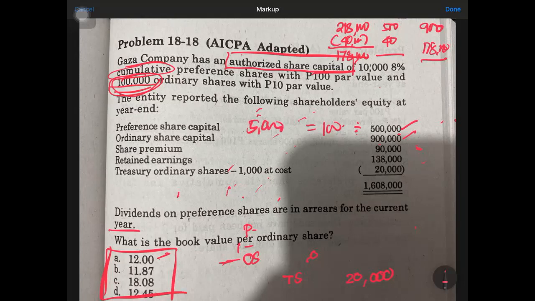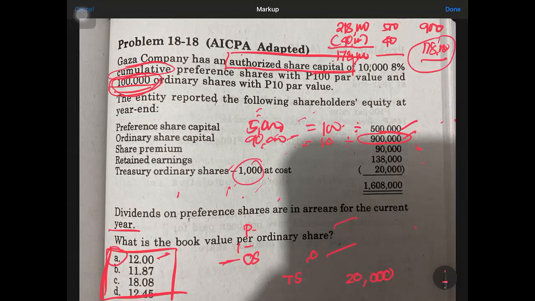Then our ordinary share capital, this is the issued shares. Issued. So divide by the par of 10 pesos. So that's 900 divided by 10, 90,000. So the procedure earlier is correct. We prepare the adjusting entries. So the solution earlier is correct: 900,000 minus the 10,000 plus the 178, divided by the outstanding shares, 90,000 ordinary shares minus the 1,000 treasury shares. So the answer is letter A, 12 pesos.